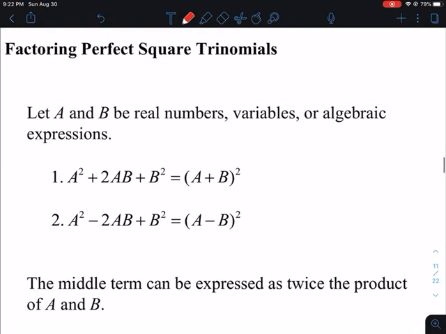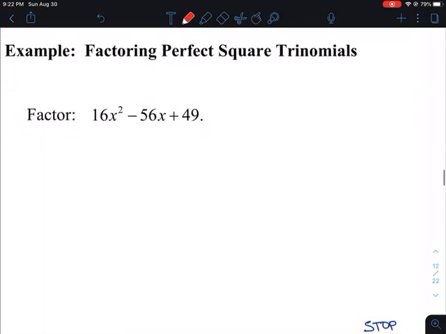So factoring perfect square trinomials says let a and b be real numbers, variables, or algebraic expressions. So here's our other special case. a squared plus 2ab plus b squared is going to equal a plus b squared. Same thing with a squared minus 2ab plus b squared, that's a minus b squared. The thing that determines the sign is that middle term. The middle term can be expressed as twice the product of a and b.